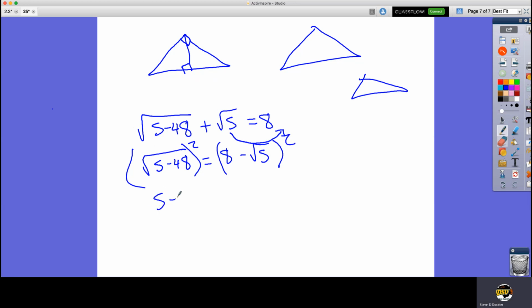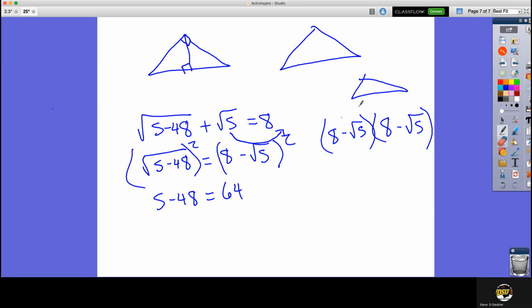The left side just ends up being s minus 48. The right side is 8 minus the square root of s times 8 minus the square root of s. You have to FOIL this out. So this would be 64 minus 8 times the square root of s, minus 8 square root of s. So this would be a 16 square root of s when you add those like terms together. And then the last one is negative square root of s times negative square root of s, which is a positive s.